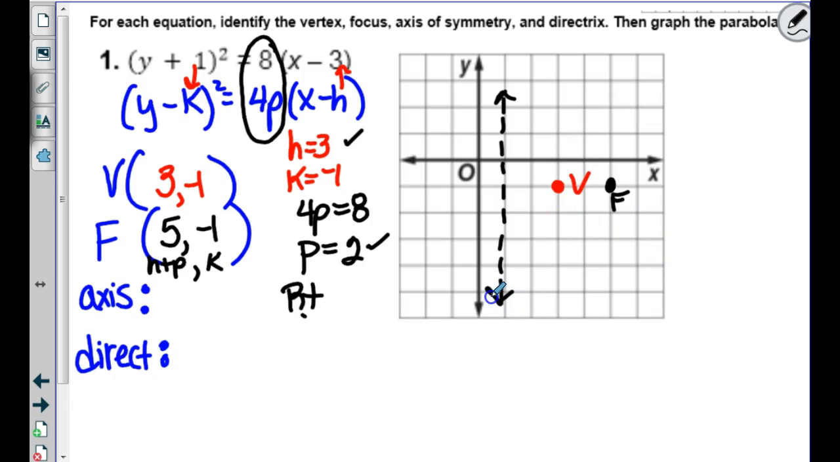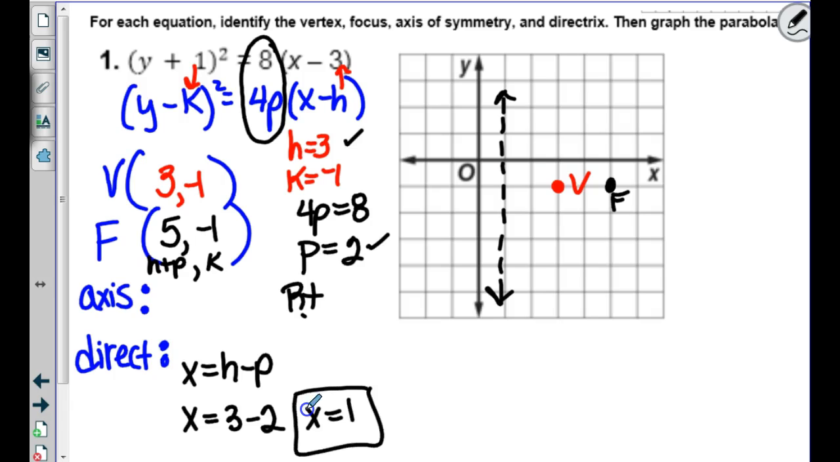Anybody know the equation? Well, don't tell me the equation. Let's go back over here and check for the directrix. What is the formula for directrix on your sheet when it's a sideways parabola? H minus p. So it's x equals, what's h again? 3 minus p, which is 2. So we get x equals 1. Is that the equation of that line we just drew, crossing the x-axis at 1? Yes, Caitlin.